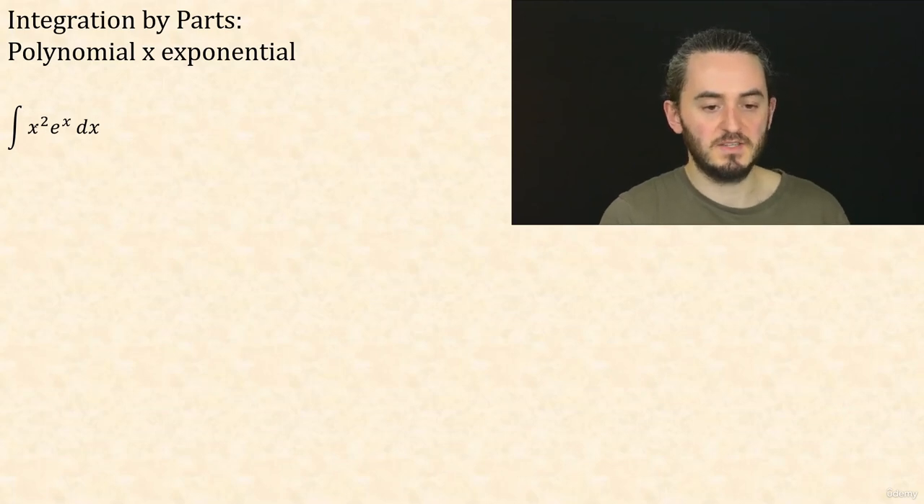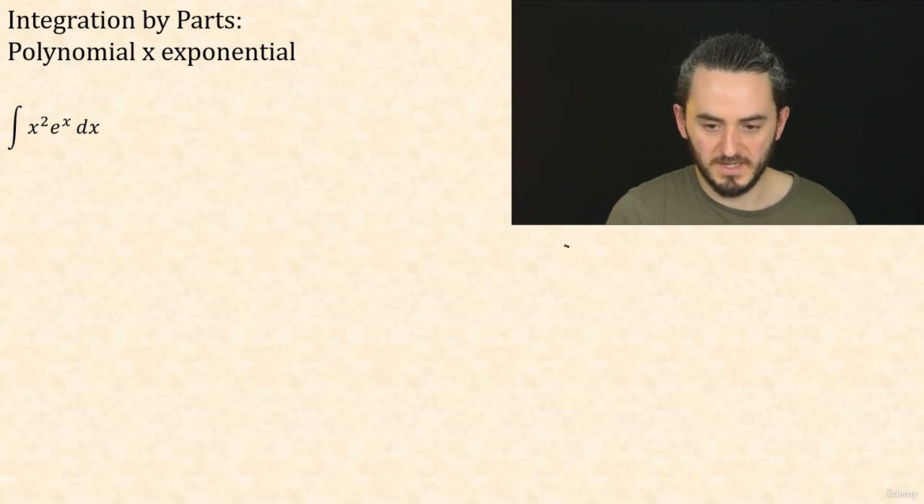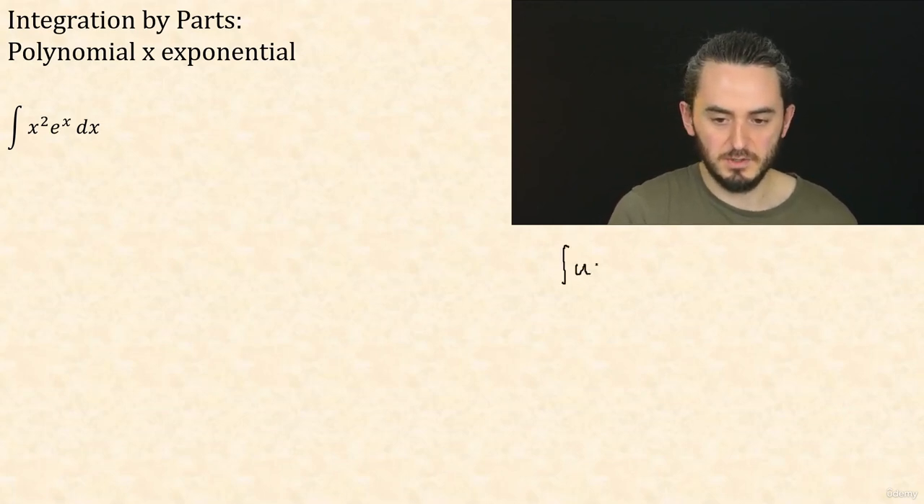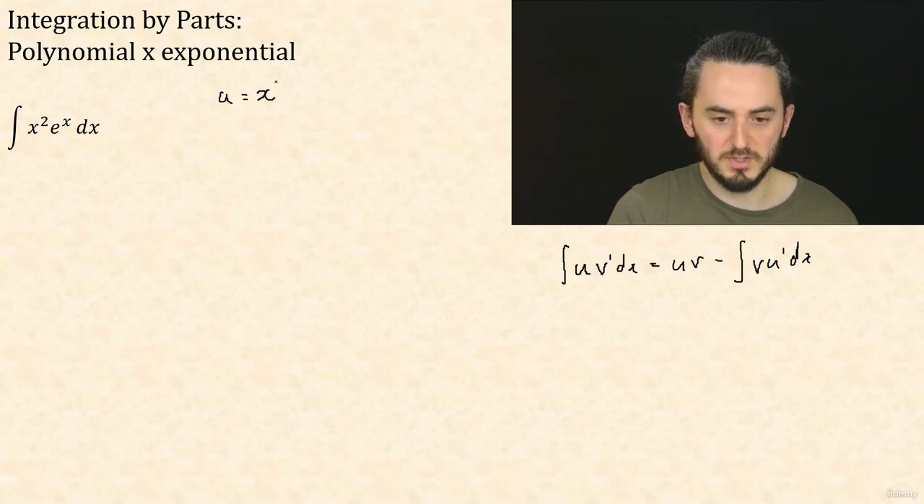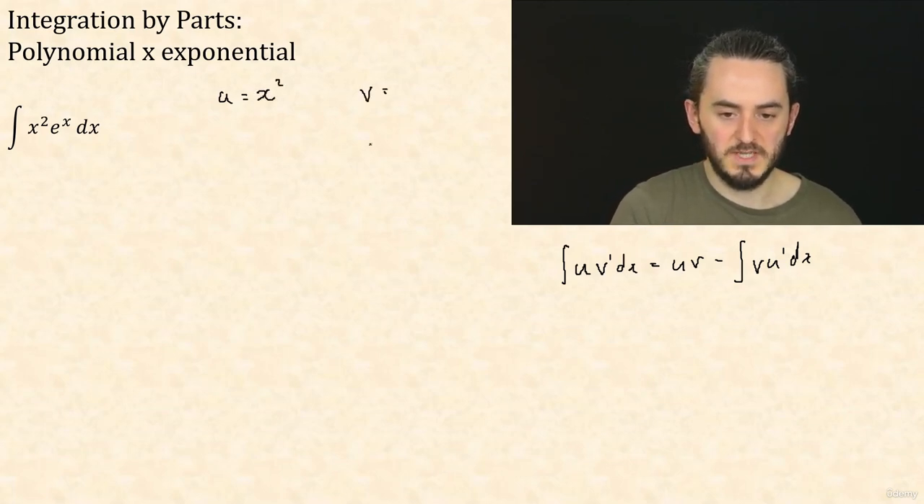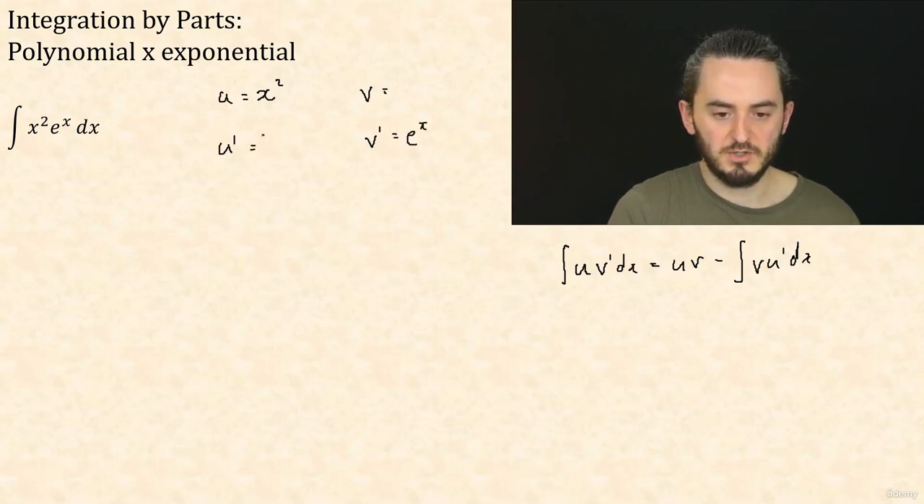Okay, in this case, I've got x squared and e to the x. So I'll put my formula here again, just so we can remember it. The integral of u v dash is u v minus the integral of v u dash. So once again, I'm going to set my u to be the polynomial bit. And in general, whenever you've got polynomial times exponential, you set u as the polynomial bit, and you set your v dash to be the exponential bit. Okay, so u dash is 2x and v is e to the x, because the integral of e to the x is e to the x.